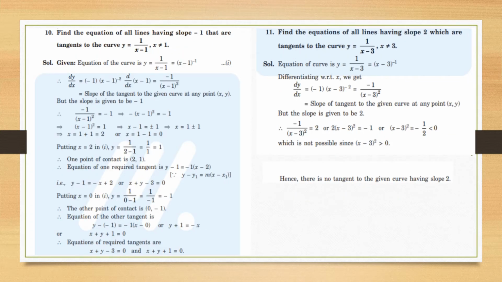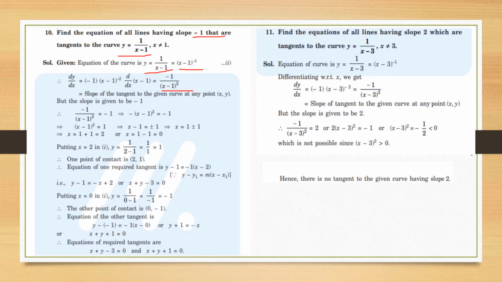Number 10 is: find the equation of all lines having slope minus 1 and which are tangent to the curve y equal to 1 upon (x minus 1), for x not equal to 1. Again, the equation of the curve is this. You can write it like this to avoid the quotient rule, so it's like (x minus 1) raised to power minus 1. You know the derivative of x raised to power minus 1 is minus 1 upon x squared. So it becomes like this.